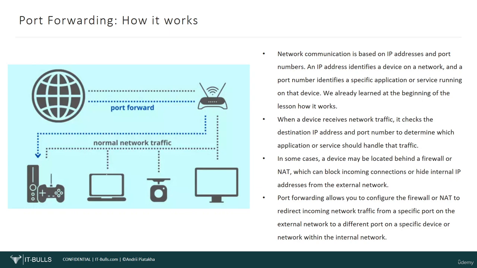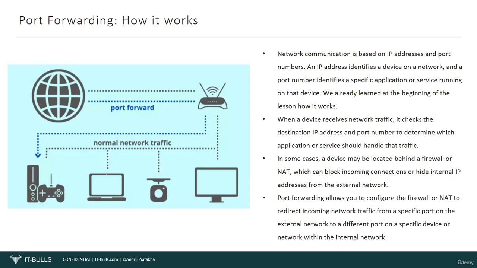Network communication is based on IP addresses and port numbers. An IP address identifies a device on a network, and a port number identifies a specific application or service running on that device. We already learned at the beginning of the lesson how it works. When a device receives network traffic, it checks the destination IP address and port number to determine which application or service should handle that traffic.